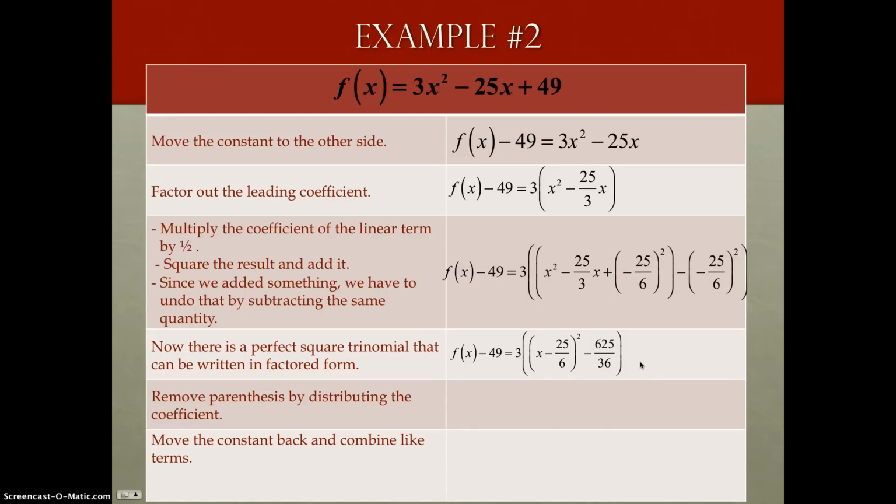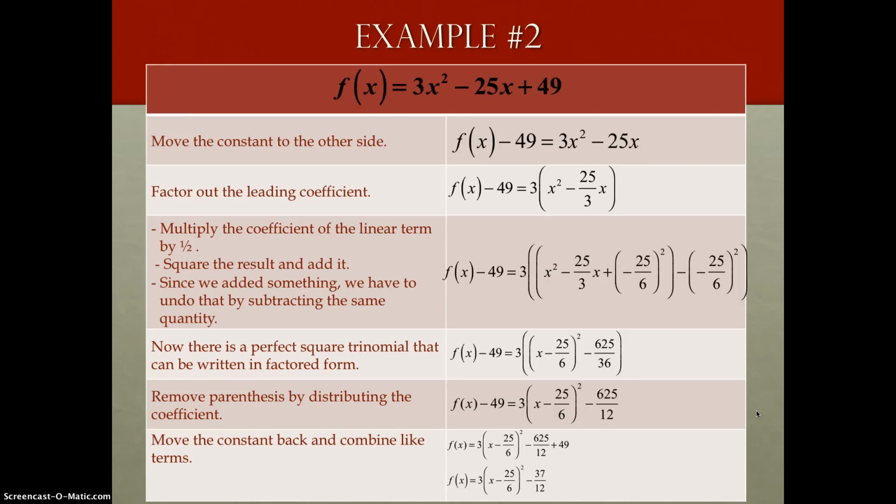We have to remove the parentheses by distributing the 3, so you do have to multiply 625 over 36 by 3, but hopefully you realize 3 over 36 would reduce to 1 over 12. So we end up with 625 over 12 instead. And then the other fraction work we have to do is adding 49 to both sides and adding those fractions, and we end up with -37 twelfths. So that was the one all done out for you.